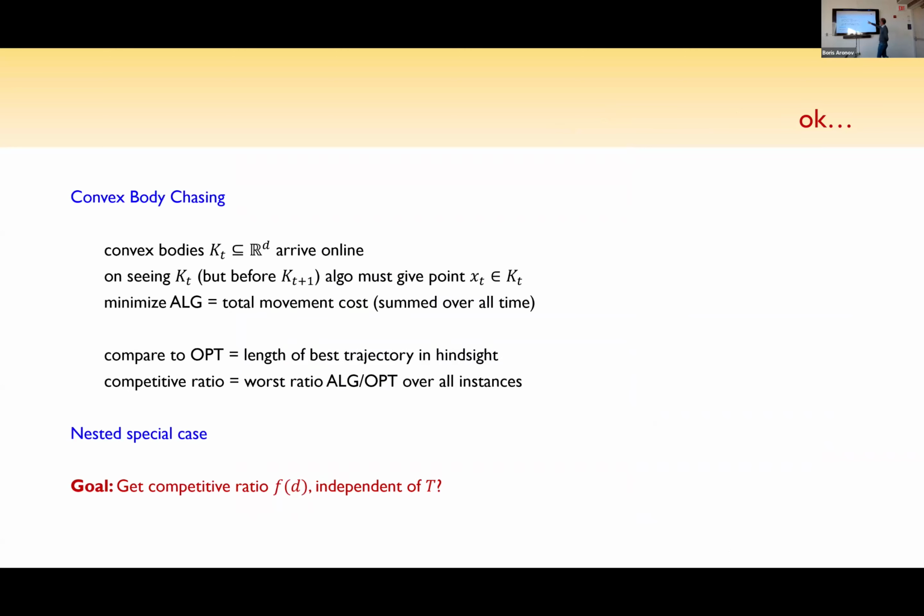Just recapping. Convex bodies arrive online. When you see a body, you have to move into it, minimize the total distance traveled, and compare yourself to the optimum, compare your ratio. You look at the nested case, and what's our goal? We want to get competitive ratios which are independent of the length of the sequence. I would like this to be dependent just on the dimension. That's more or less that. Any questions about that? We good? Good.